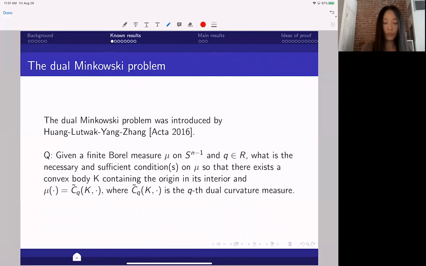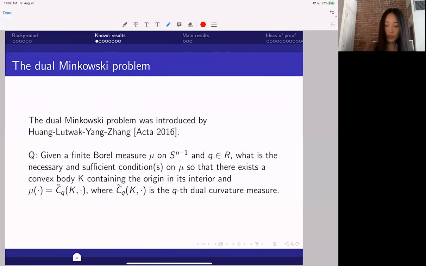So we're going to first talk about what the dual Minkowski problem is. This problem was introduced by Huang, Lutwak, Yang, and Zhang in 2016. So the question is, given a finite Borel measure mu on the sphere and a real number q, what are the necessary and sufficient conditions on mu so that there exists a convex body K containing the origin in its interior, such that this Borel measure mu equals the q-th dual curvature measure C tilde_q of K. So what is the q-th dual curvature measure?